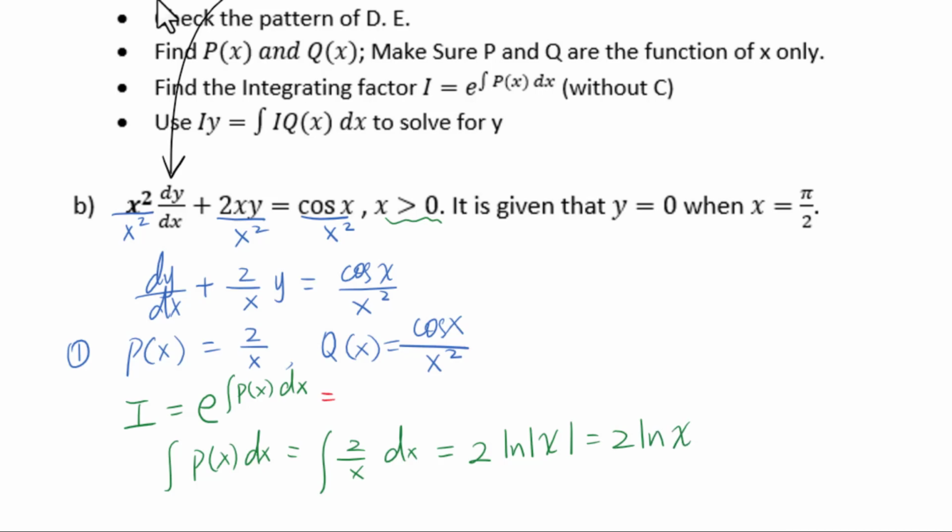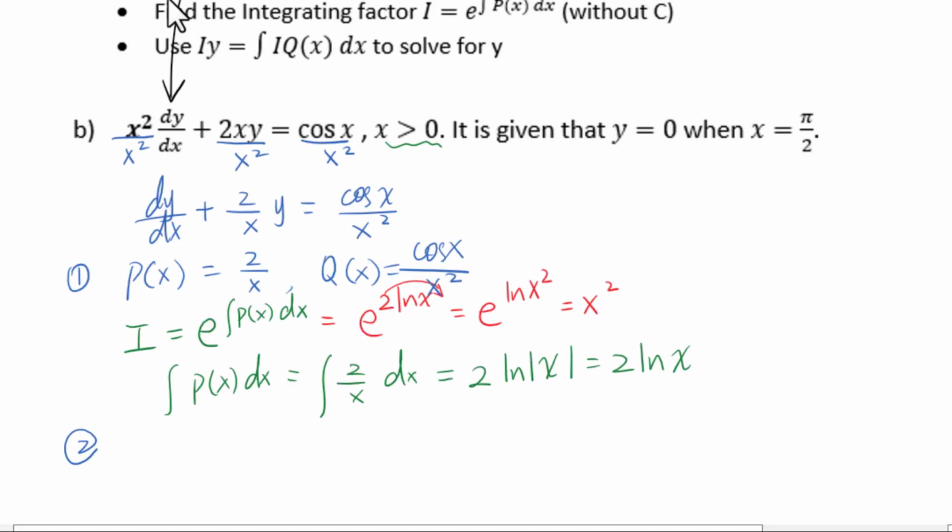So the integrating factor will be e to the power of 2 natural log of x. Make this 2 the exponent: e to the natural log of x squared equals x squared. Second step, use this formula to solve for y: I y equals the integral of I q of x dx.